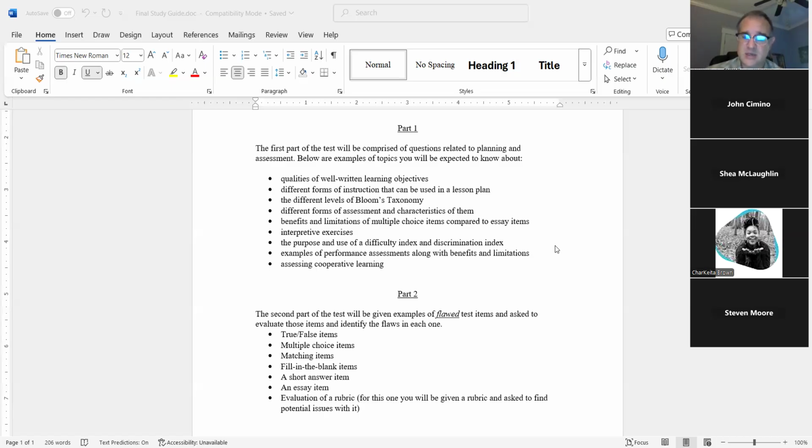Interpretive exercises. So the text chapter talked about interpretive exercises with novel prompts and all that. You should know about that. The purpose and use of difficulty index and discrimination index. We talked about that, I guess, last week and the week before. Examples of performance assessments and benefits and limitations. That's what we've been talking about tonight. And then assessing cooperative learning. We talked about that last time. So those are some of the topics covered on that.